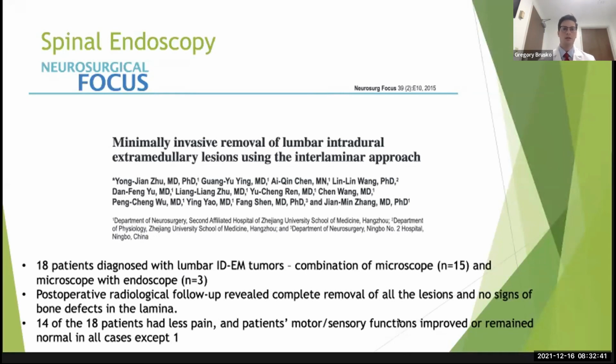They found no signs of any laminar bony defects, and they were able to completely remove all of the lesions, primarily schwannomas in this series. Overall, it led to a quicker functional recovery for the patients, and most of the patients had significantly less pain, with improvements in motor and sensory functions after surgery.